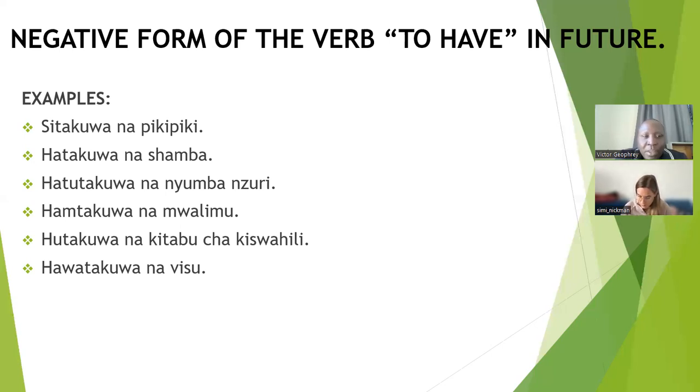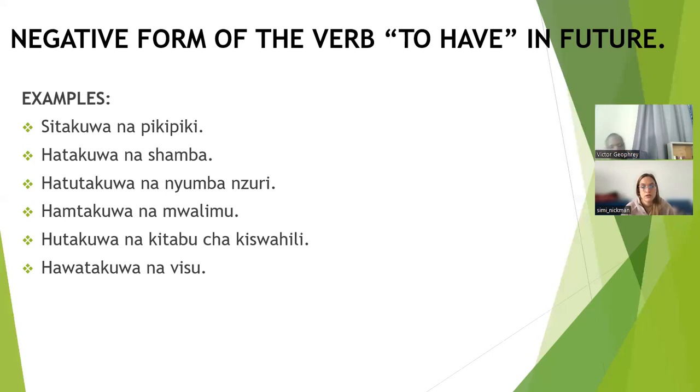You know them in English. Can you make them in English? This one, the negative part. Change them in English. I will not have a motorbike. She or he will not have a farm.